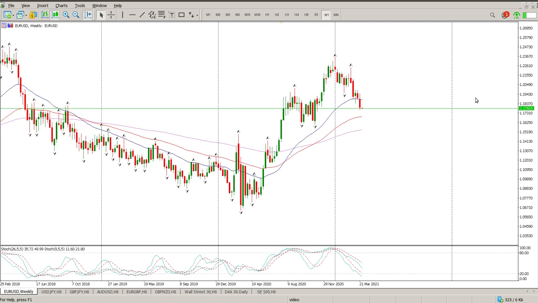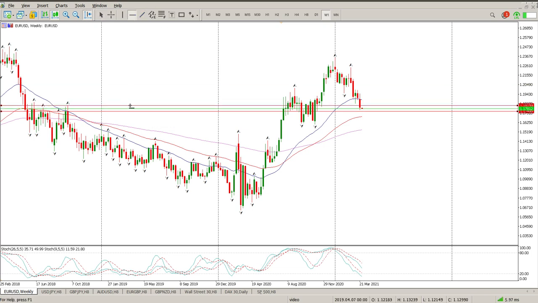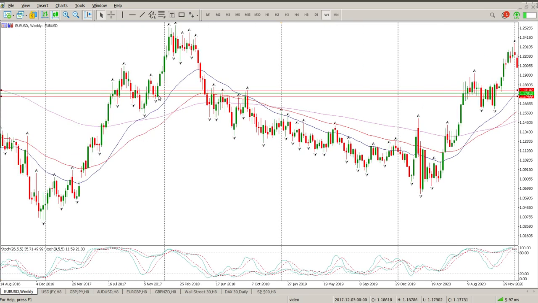So as normal, we start off with Euro USD, and I want to start off with a weekly chart here because there are some fairly significant signals happening at the moment. So the first thing is, let me just get this channel in. There we go. So you can see we've got a lot of interaction in the past here.